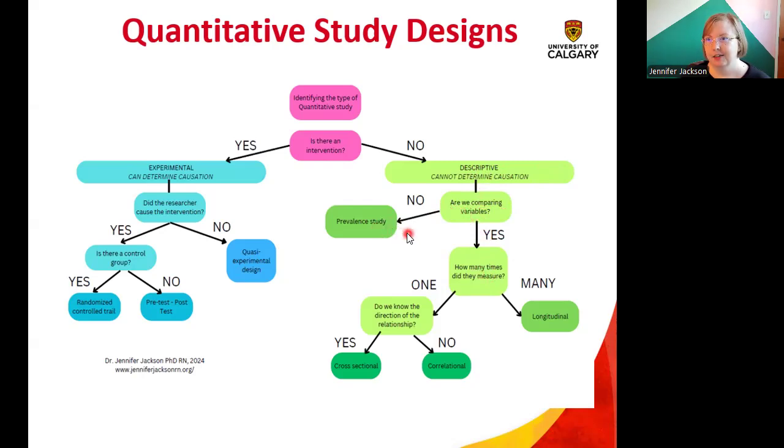Now, prevalence studies do compare variables too, but not to the same degree. So a prevalence study, we see that often with communicable diseases or any type of disease condition. How much of that is present in the population? So how many people in Calgary have a sexually transmitted infection versus how many people in Las Vegas have a sexually transmitted infection? There will probably be different rates of prevalence.